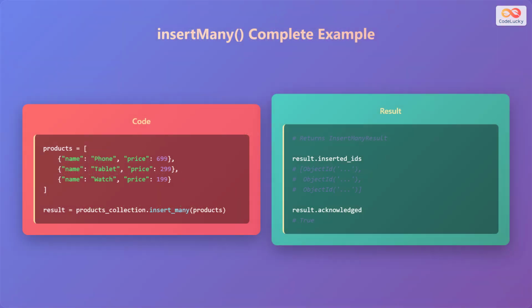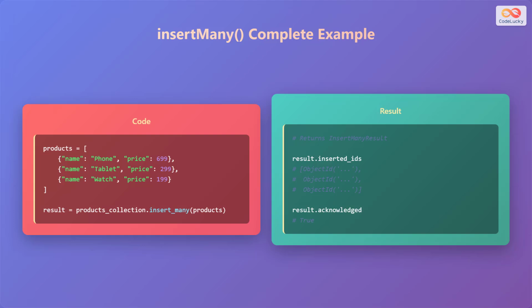Here is a complete example of the insertMany method. The products variable is assigned a list of documents, each containing the name and price of a product. Then the insertMany method is called on the products_collection, passing the list of products as an argument, and the result is stored in a variable called result.